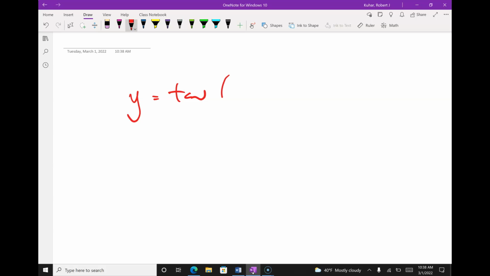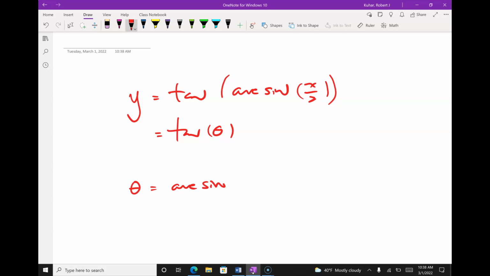y equals the tan of the arc sine of x over 2. Okay, we're looking for angles. Do we see them? We've got an inverse trig, so we're looking for angles, right? This is really tan of theta. Should be an easy problem, right? So we know that theta is the arc sine of x over 2. But we don't like to think in inverse trigs. We like to think in trigs because they're simple.